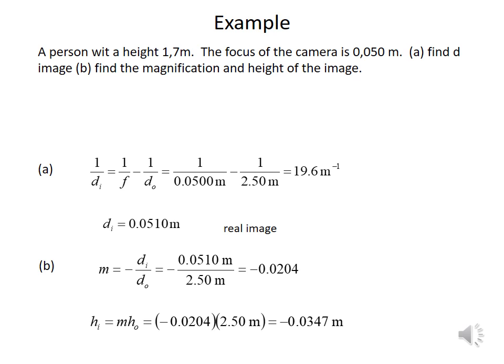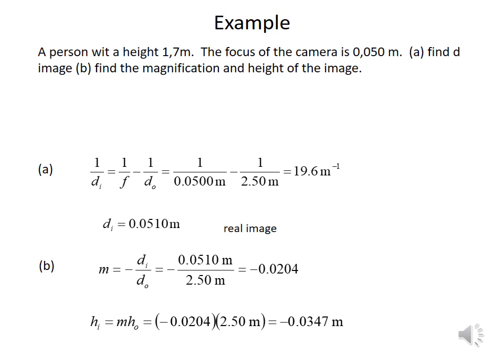Here's an example of image formation by a lens. A person with a height of 1.7 meters, the focal length of the camera is 0.050 meter. Find the distance of the image, and find the magnification and height of the image. 1 over di equals 1 over f minus 1 over dO. So di is 0.0510 meter.